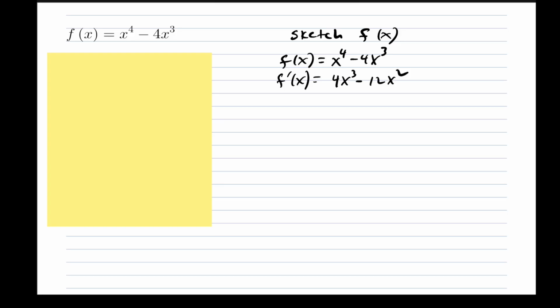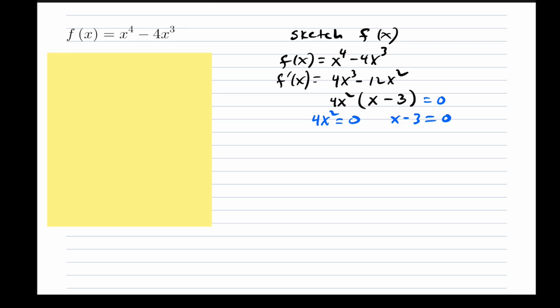Now I can factor that, so I'm going to do that right now. I set the derivative equal to 0 to find the critical points. Remember, critical points for a function are where the derivative is 0 or where it's undefined. But since this is a polynomial, I don't really have to worry too much about where it's undefined. So I'm going to set the derivative equal to 0, and that's going to be 0 when 4x squared is equal to 0, or when x minus 3 is equal to 0.